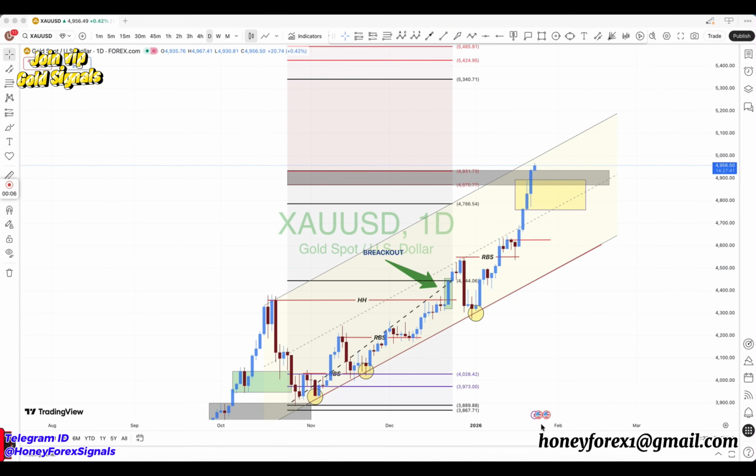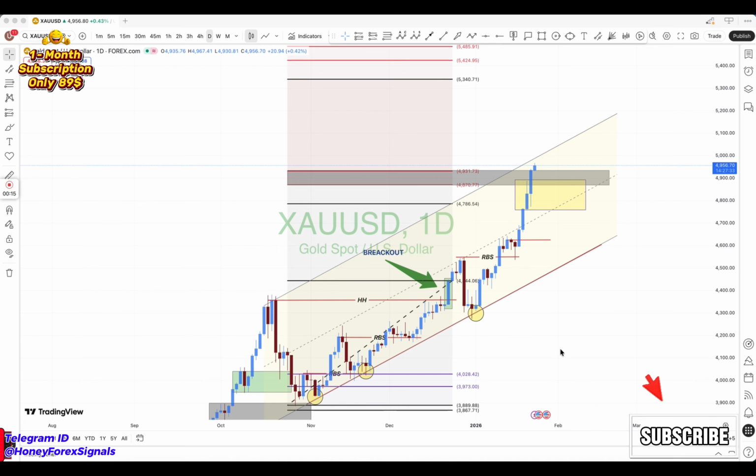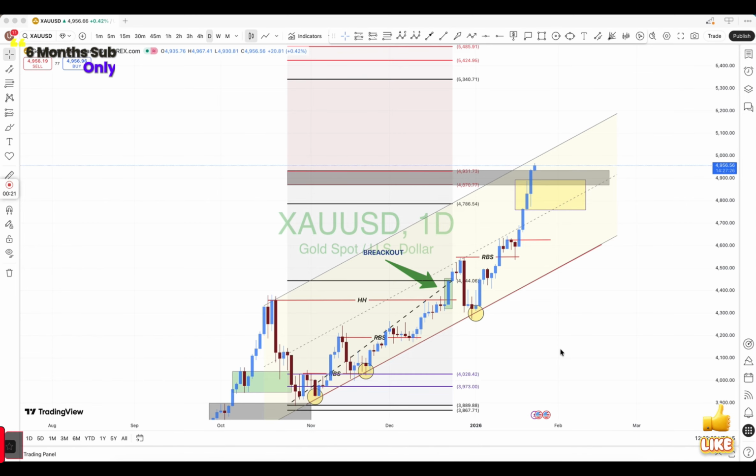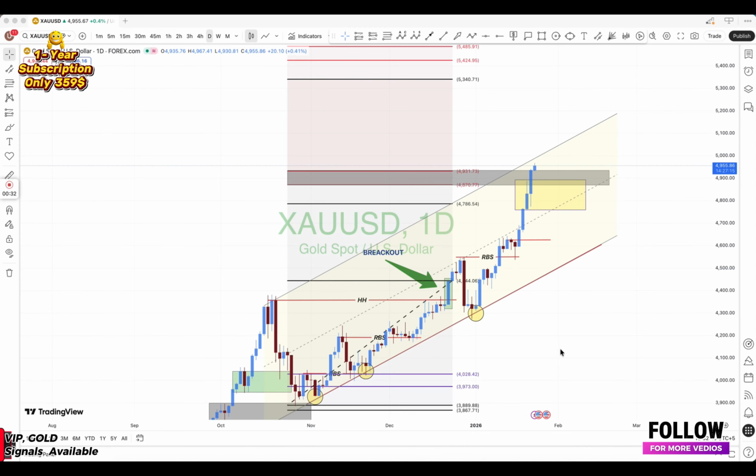Our team will upload all chart analysis tomorrow. Today we check the gold chart. This is our daily chart of gold from last night. Yesterday, our team analyzed gold and our target was 4,950. Today the market hit the target. And now we again check the next move of gold.